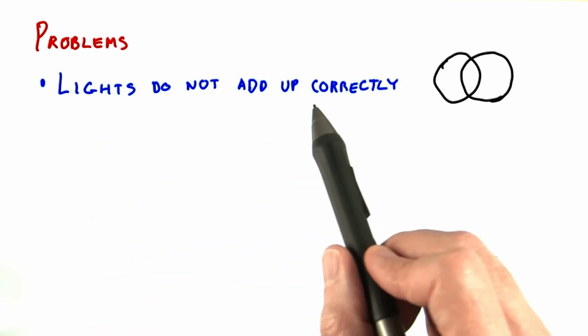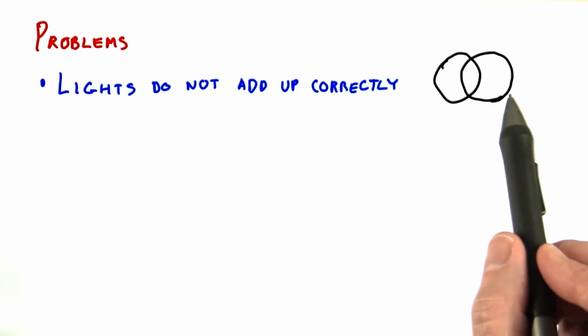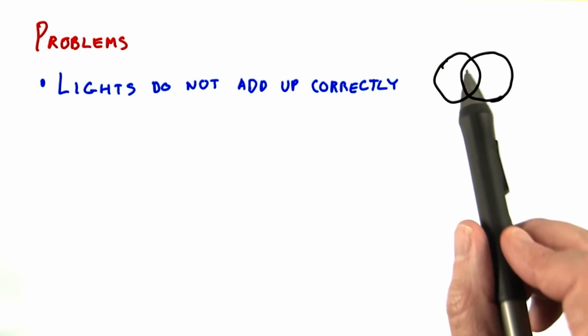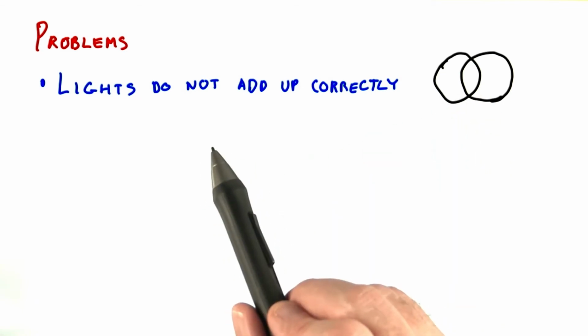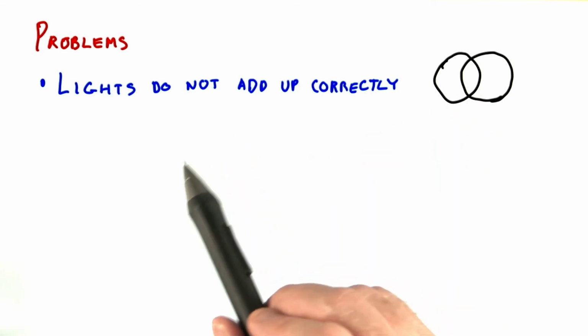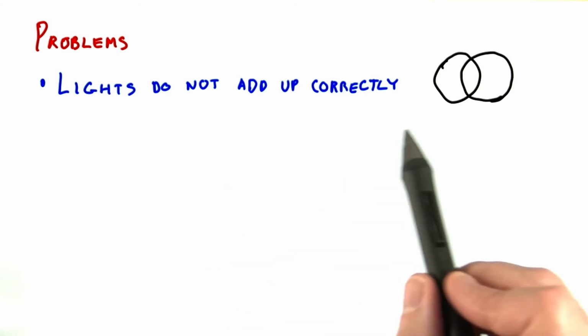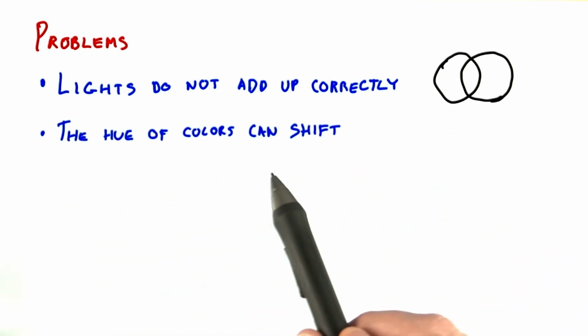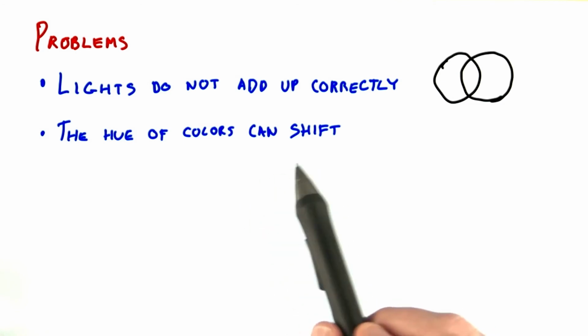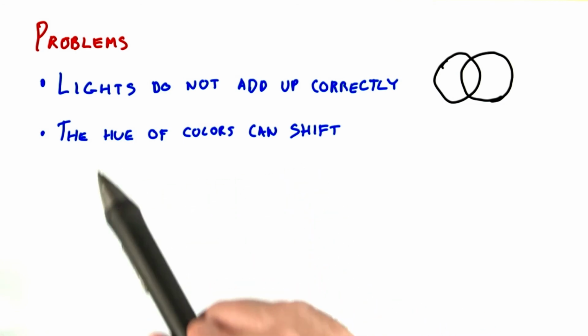First, lights don't add up correctly. If you have two spotlights overlapping, this area of overlap will not be twice the intensity as the individual spotlit areas. If you want to be more physically based and be able to trust that your virtual world has some connection to the real world, you need to add the lights together sensibly. The hues of colors can shift. As you vary the intensity, the channels shift in a nonlinear fashion and so shift the perceived hue.